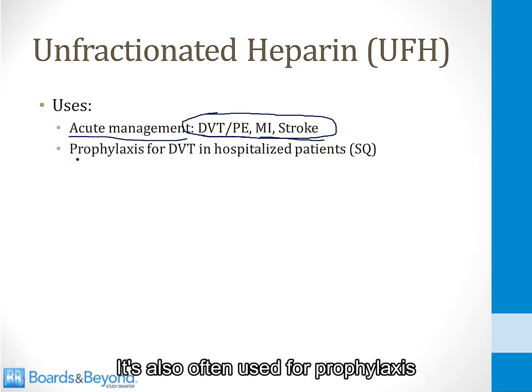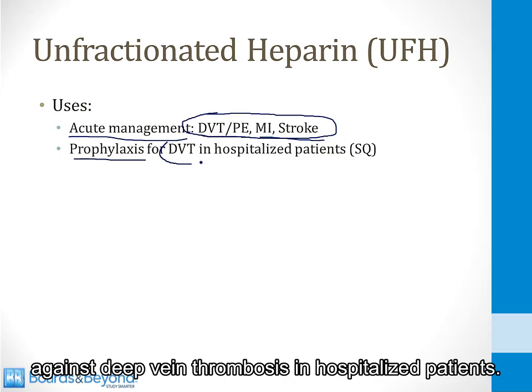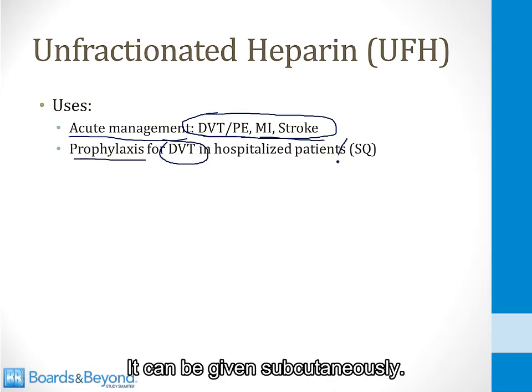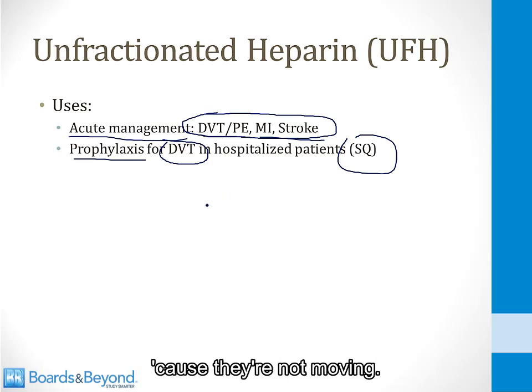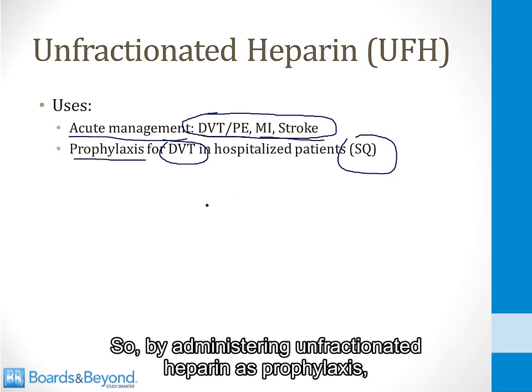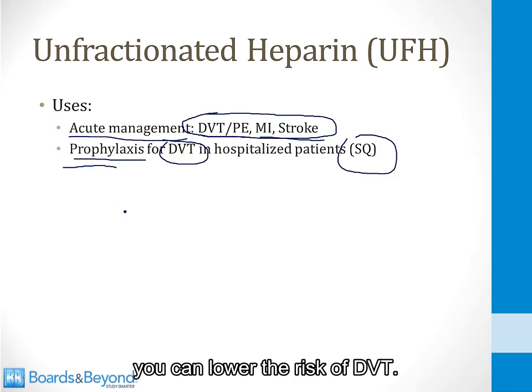It's also often used for prophylaxis against deep vein thrombosis in hospitalized patients. It can be given subcutaneously. Patients who are bedbound in the hospital often form DVTs. That's because there's stasis of blood because they're not moving. So by administering unfractionated heparin as prophylaxis, you can lower the risk of DVT.